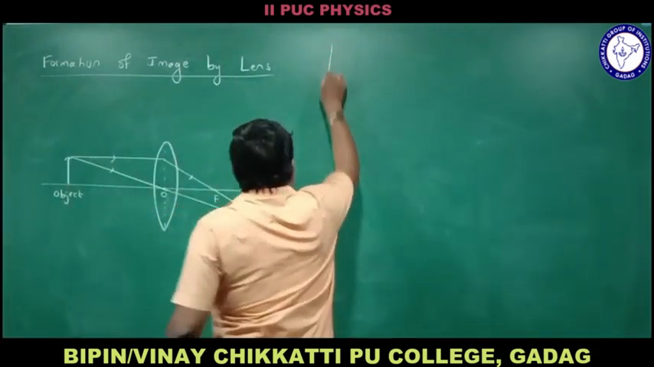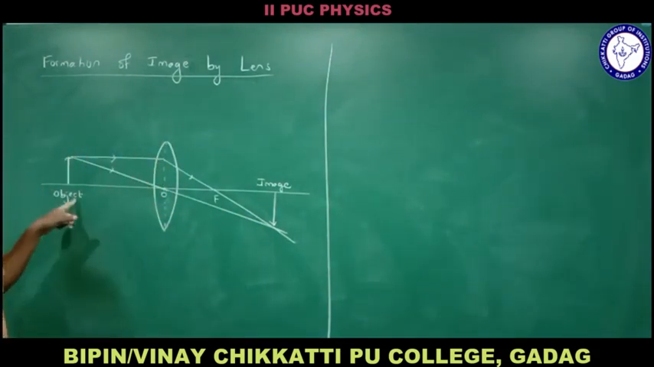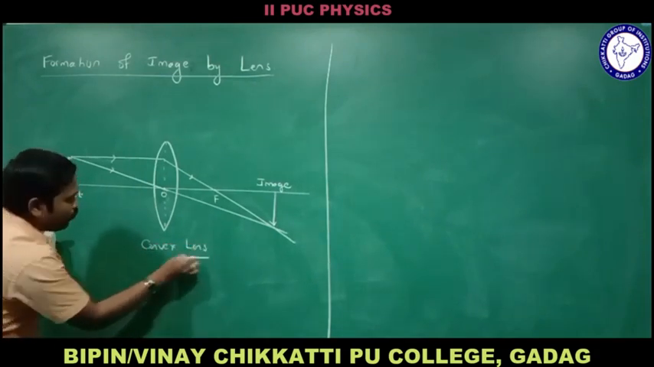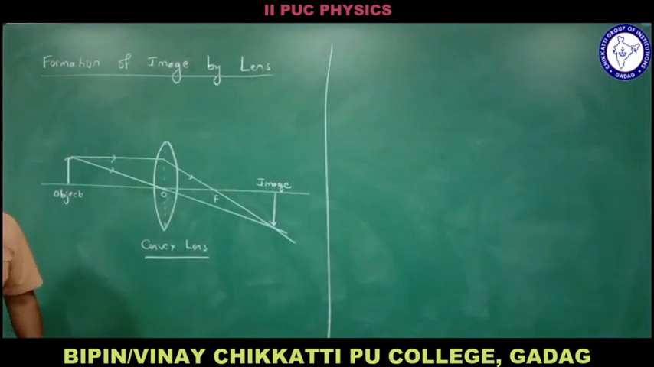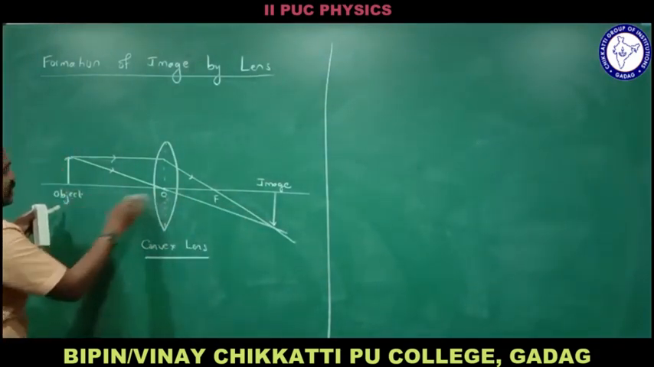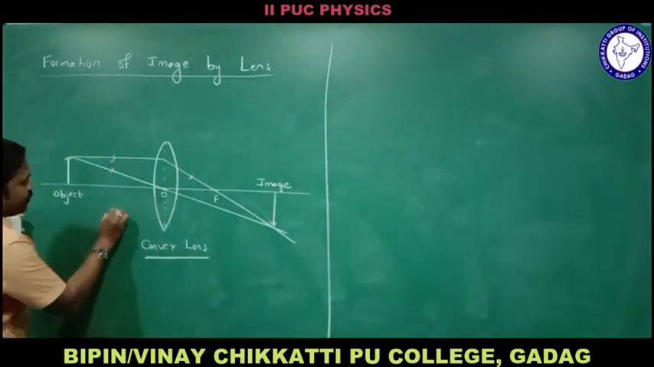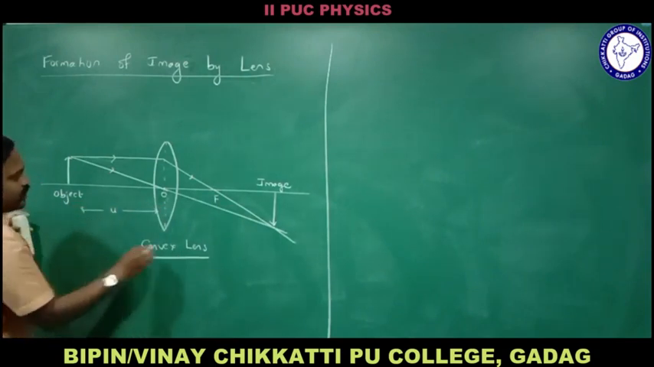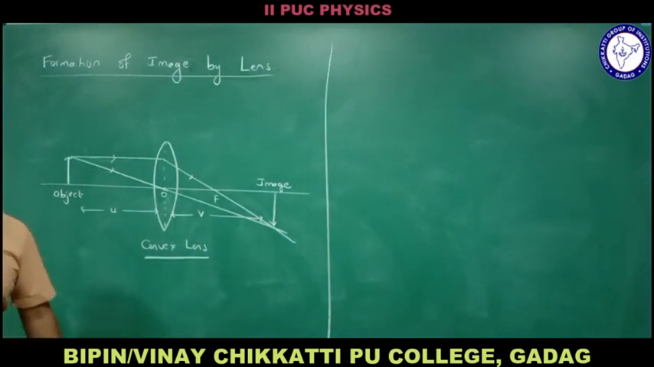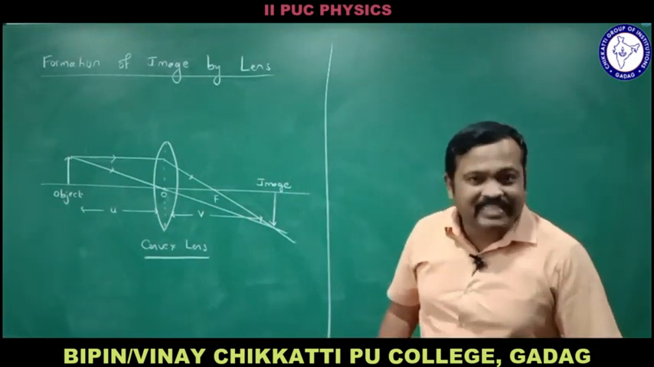Okay, so do remember, by taking two rays we can find where actually the image is formed by this object, in case of which lens here? In case of convex lens. This is called the optic center, and this is the image formed, and this distance is called the object distance, and this distance is called the image distance. For example, this distance, let me call it u, object distance, and this distance, image distance. This is how the image is formed by convex lens.